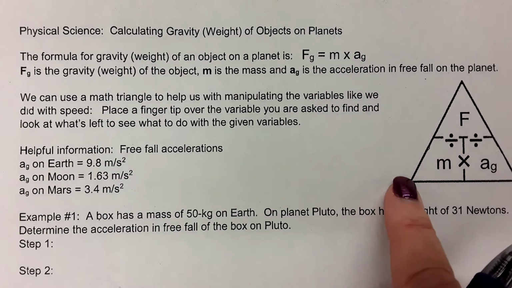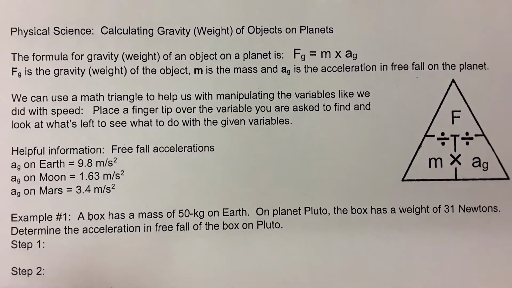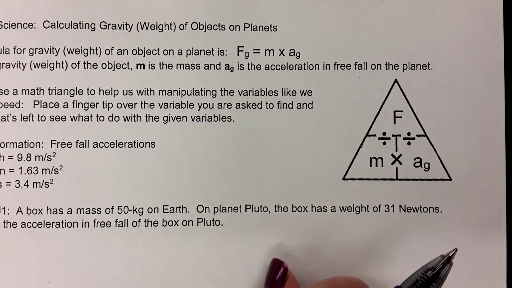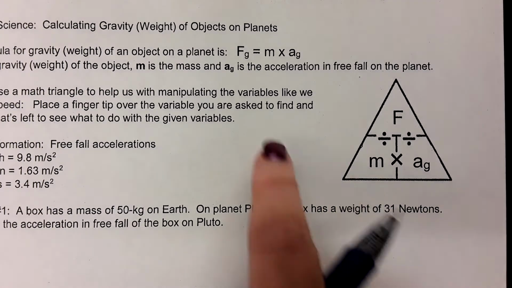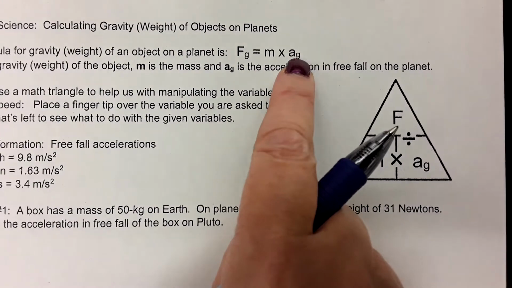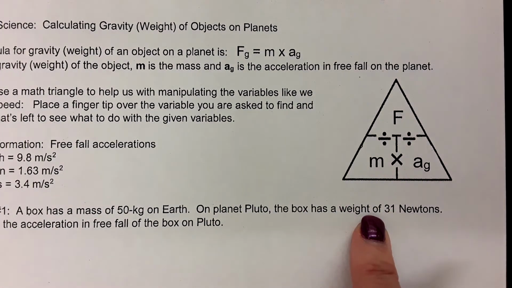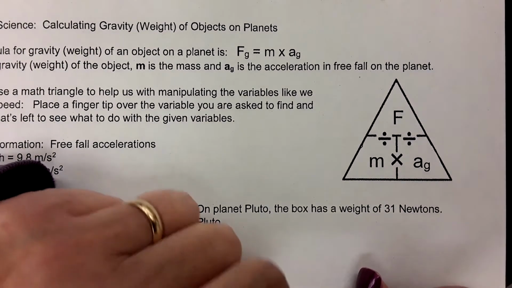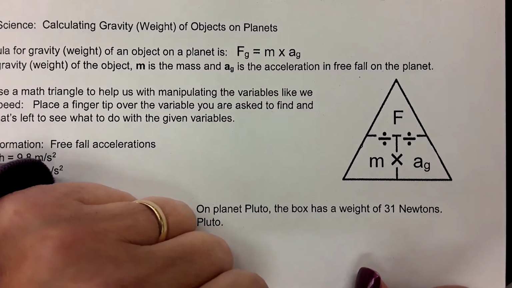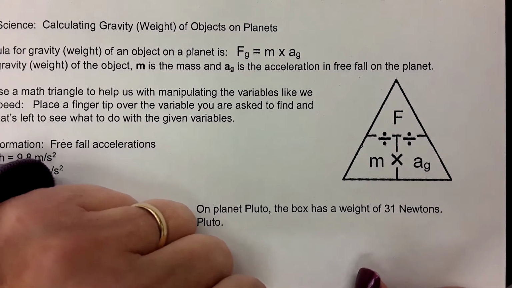Now, if we take our information, we can use a triangle to help us determine what to do. For example, if they don't want the force, what if they want the mass or the acceleration? What do you do mathematically? Well, remember we used a triangle for speed. We can use one for gravity also. Whatever you want to find, you cover that up with your finger and then look at what's left to see what to do.